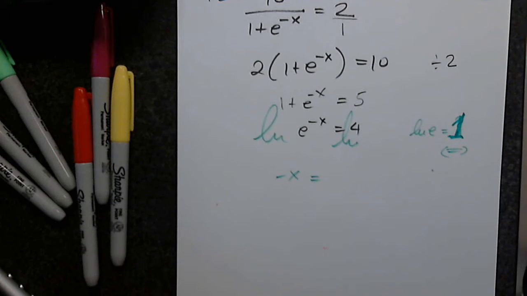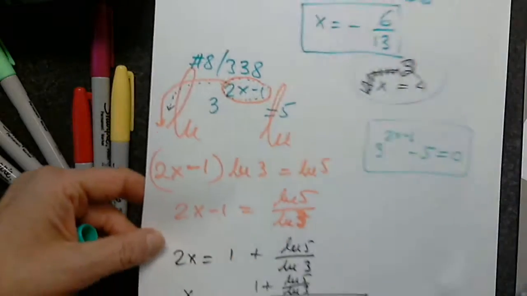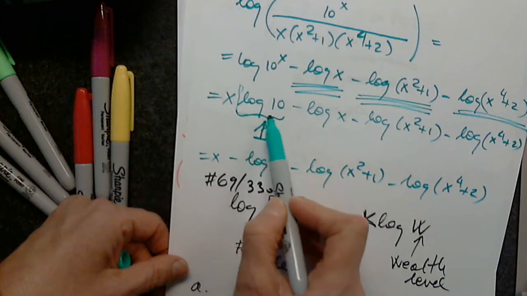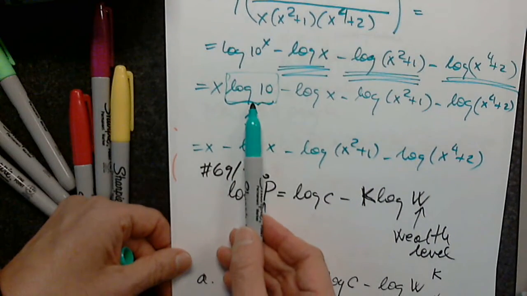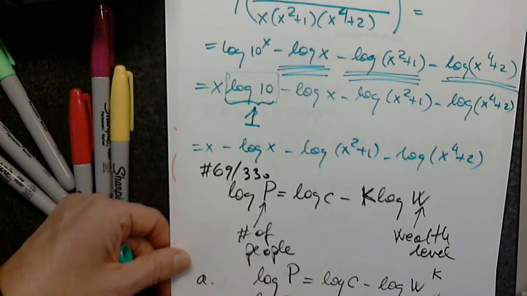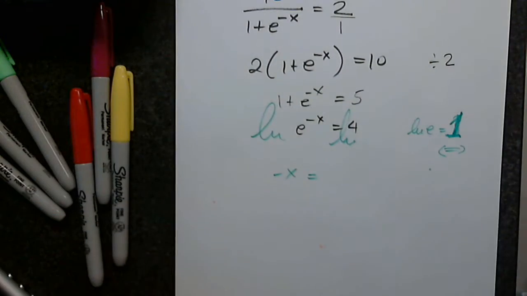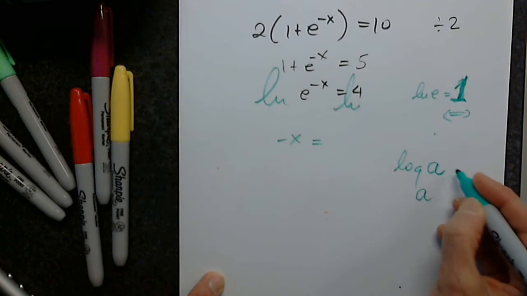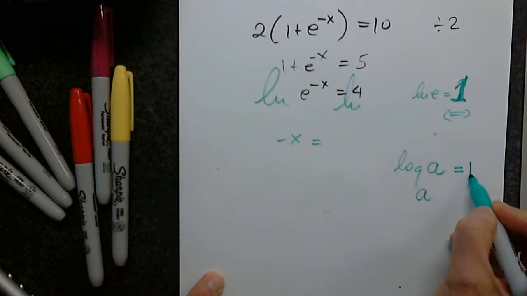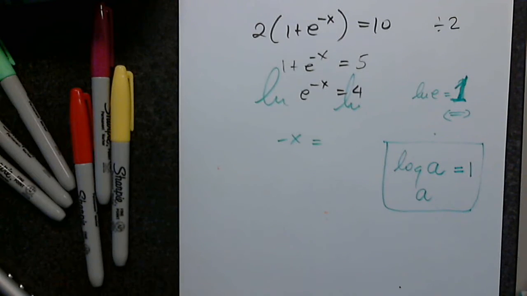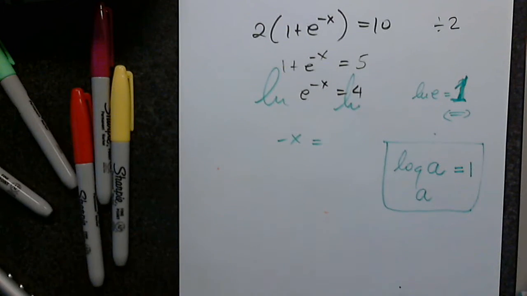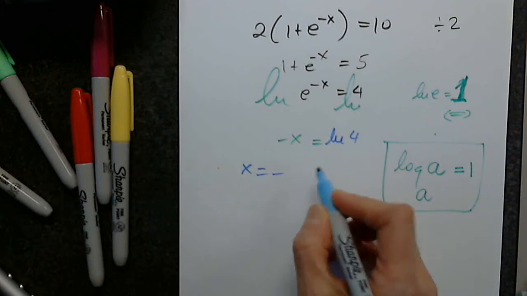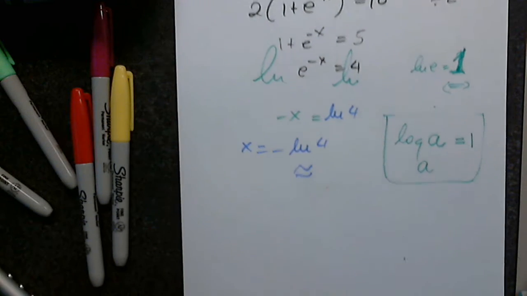And we had a few minutes ago something very similar. What was it? Yeah, 10 raised to 1 is 10. You can write it as a property if you want: log base a of a is 1. Very good. So then the right-hand side is natural log 4. So finally x equals negative natural log 4, and you can approximate it if you want.